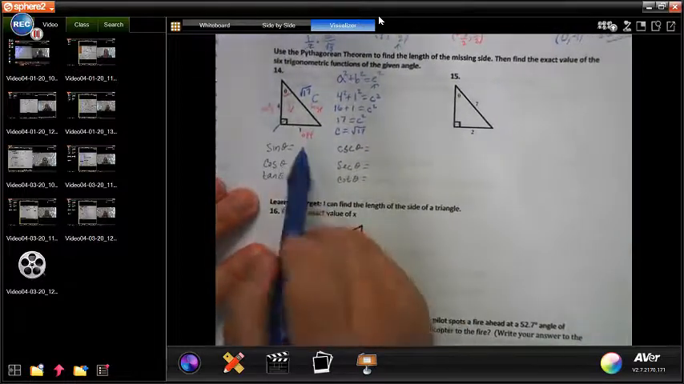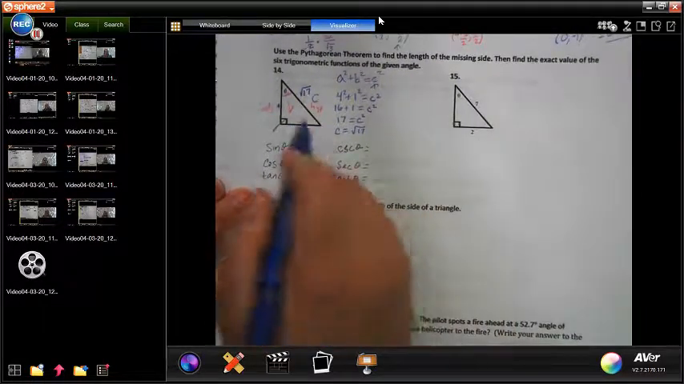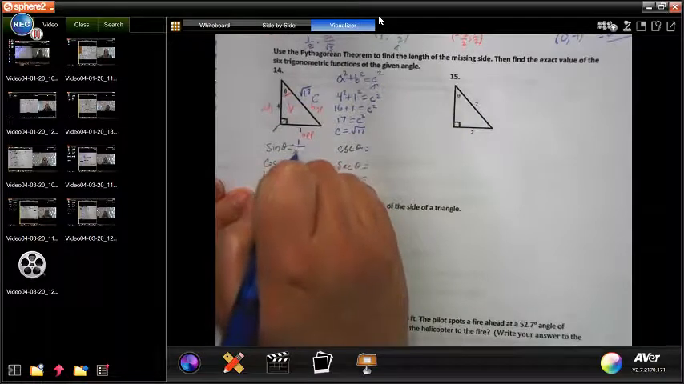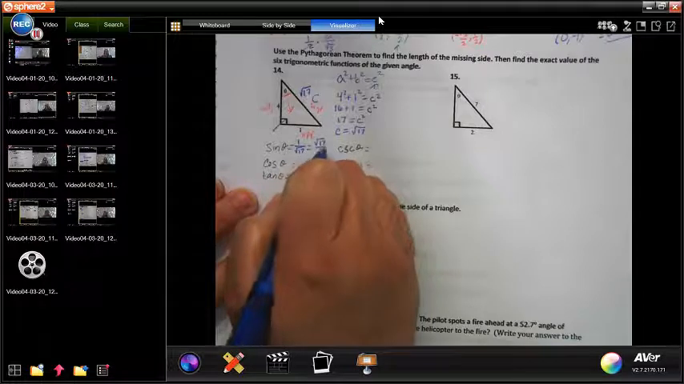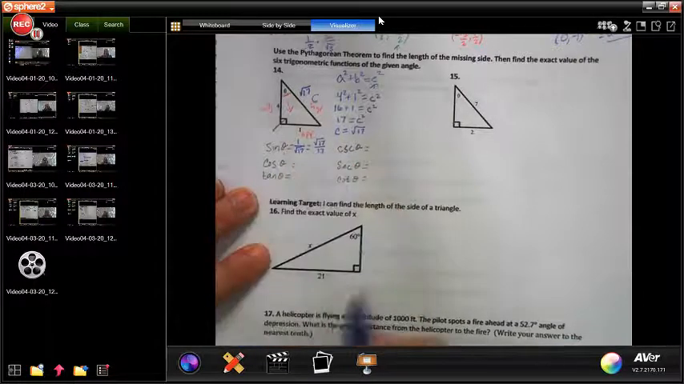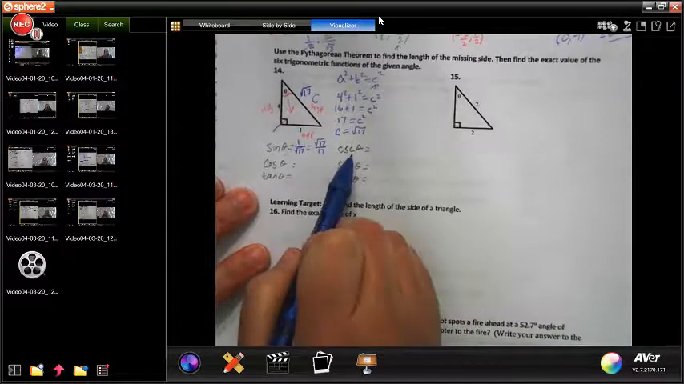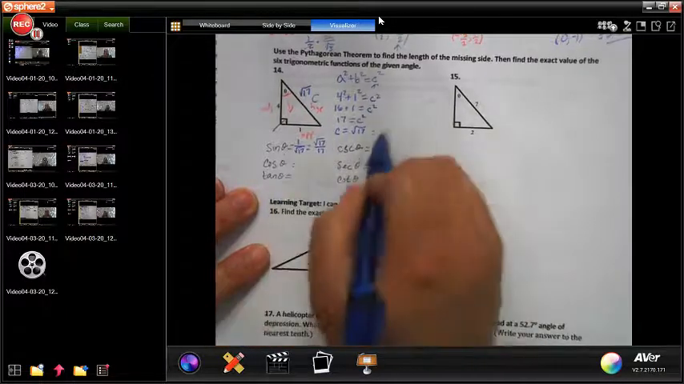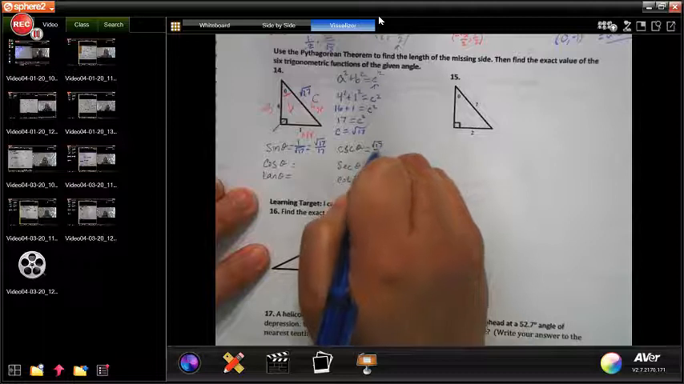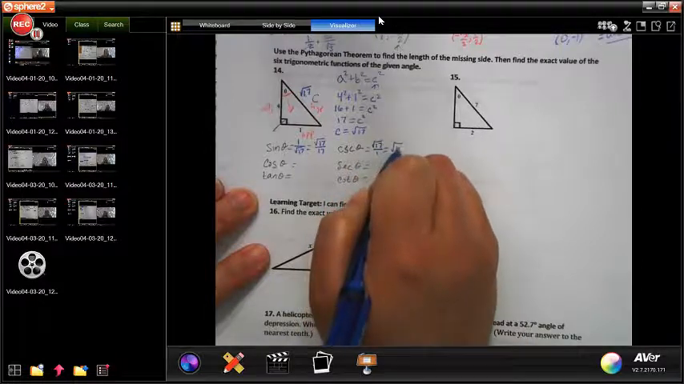Okay. Opposite 1 over radical 17. So I have to fix that: radical 17 upstairs, and then a whole 17 downstairs. Now the cosecant is the flip of that. I could flip either one, but I want to flip the easier one. So I get radical 17 over 1, which is the same as just radical 17.